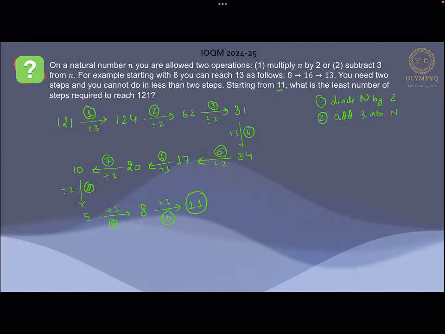And if I look at it in reverse order, all the directions will be reversed. In that case, plus 3 becomes minus 3, and divide by 2 becomes multiply by 2. So there will be a total of 10 steps to reach from 11 to 121. Therefore 10 has to be the final answer for this question, and the same is mentioned in the IOQM final answer key as well.